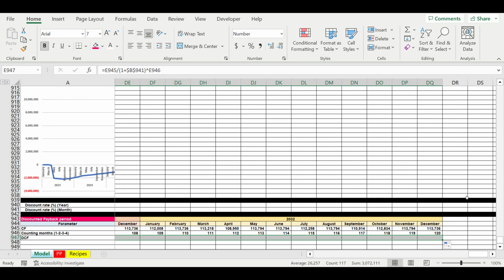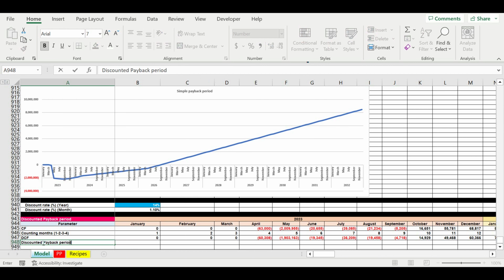So here we can see that the further we go to the future, the amount of discount is getting bigger. So this is the value without discount, and this is discounted value of cash flow. And now we can calculate the discounted payback period. So I will just do the cumulative formula for the previous line.